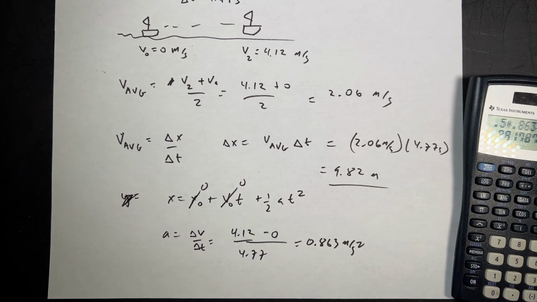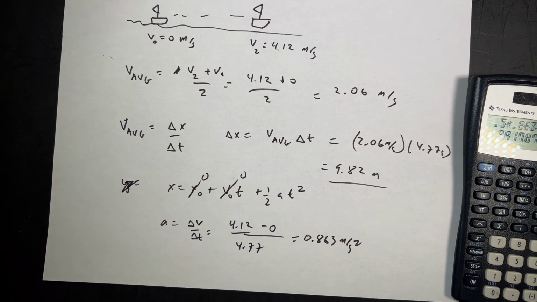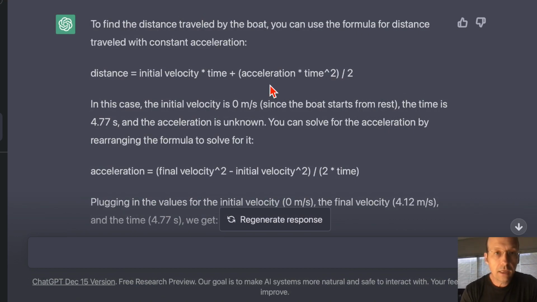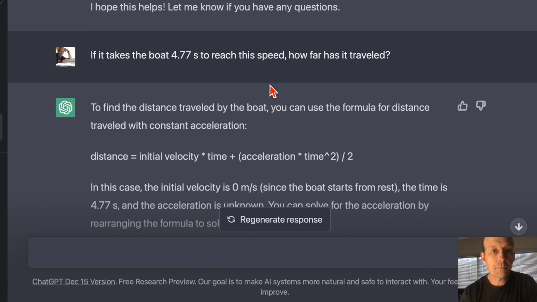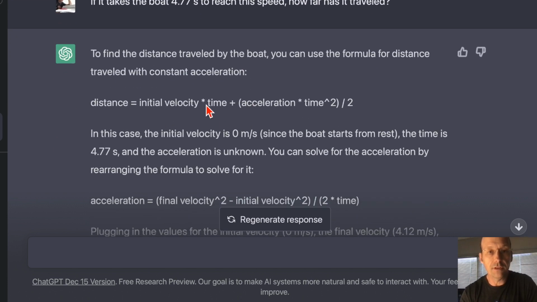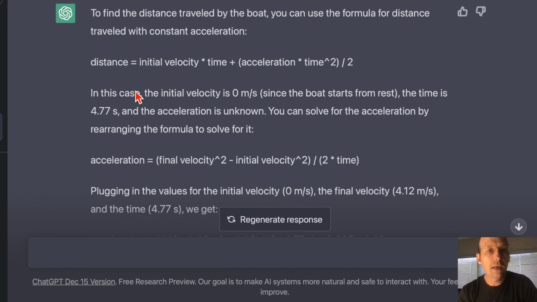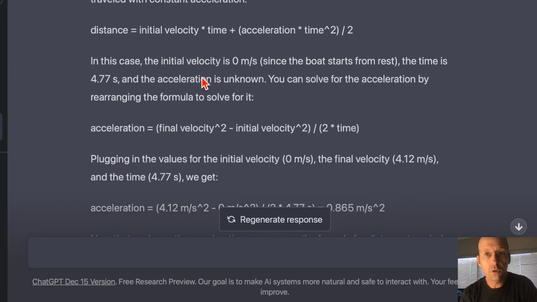Okay, so let's look at their answer one more time. Then I'm going to do the same thing in Google. The first part they got right. To find the distance traveled, distance is initial velocity times time plus one-half acceleration times time squared. That one's okay. In this case, initial velocity is 0, true. The time is 4.77, and the acceleration is unknown.